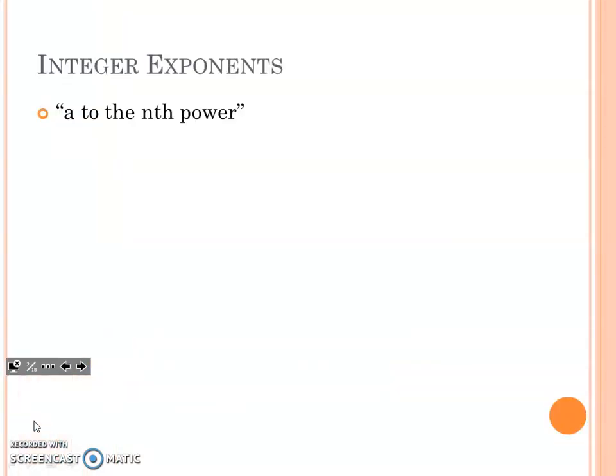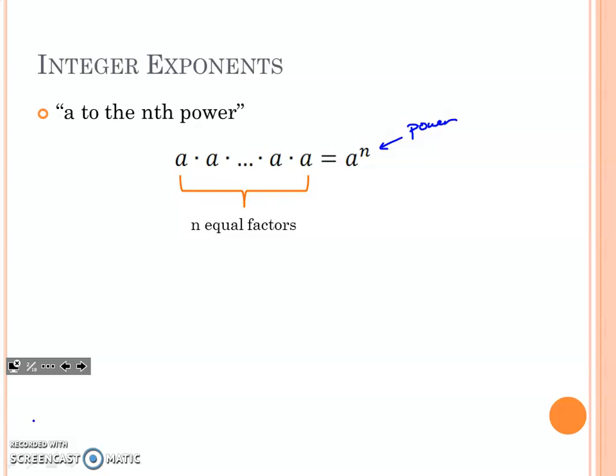So starting out, we have a to the nth power. So what does a to the nth power mean? Well, a to the nth power means that I've got a times a times a and so on and so on, and I've got n equal factors of that. So we write that as a to the n power. That n is the power, it is our exponent. This a here, our a value, that is our base. A is our base. This should be reviewed for you guys, but just making sure that we've got everything.